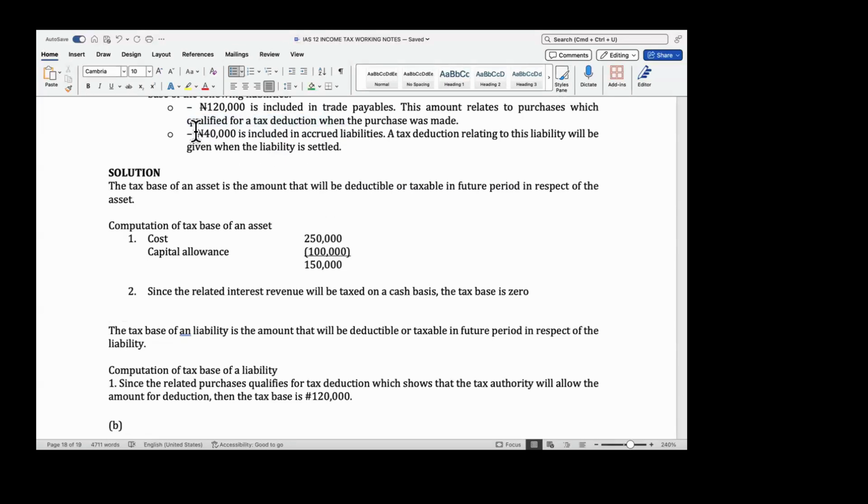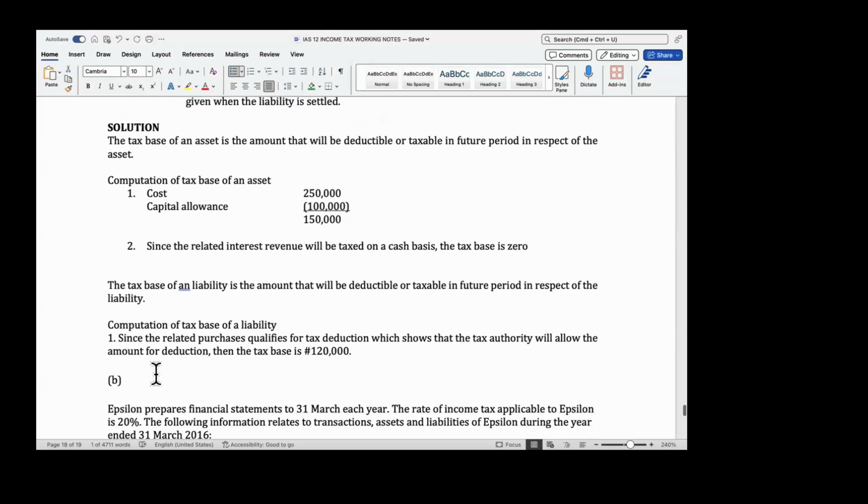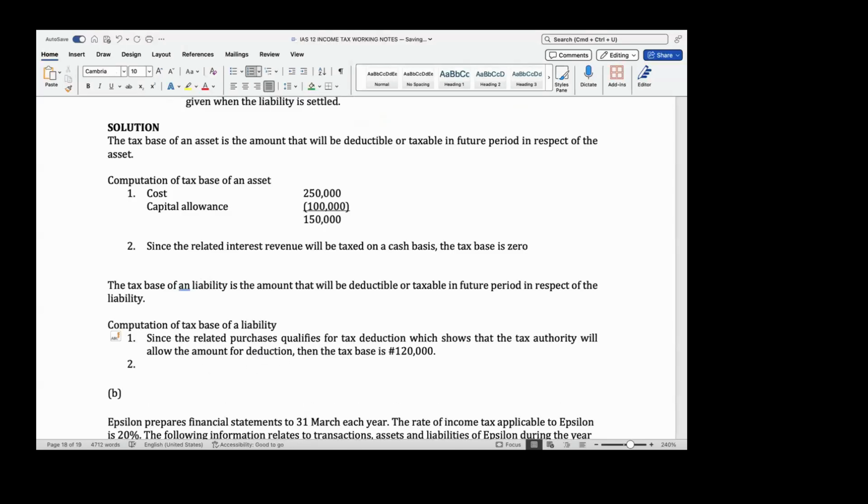Then the second one says 40,000 is included in accrued liabilities. A tax deduction relating to this amount will be given when the liability is settled. So similar to it to be allowed as a deduction on a cash basis. Okay, so that means the tax base is 0.